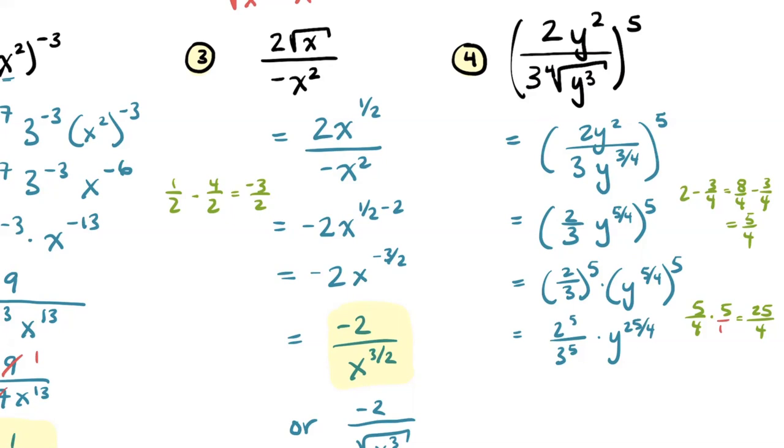And the very last thing, 2 to the fifth, I think that's something we could just rewrite as a number that's easier to understand. I believe that's 32. And 3 to the fifth, let's see, that is 243. And so here is our more simplified form than what we started with.